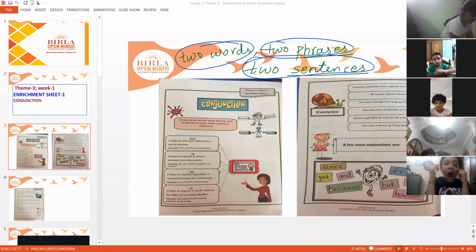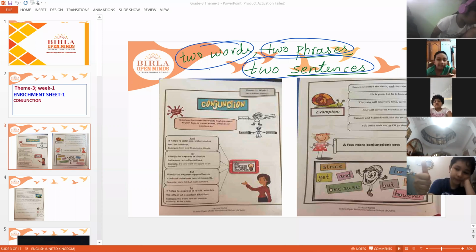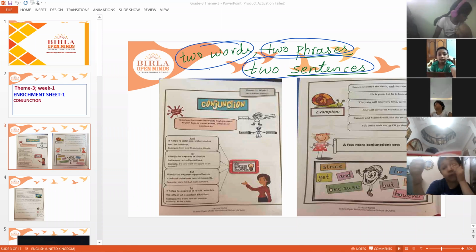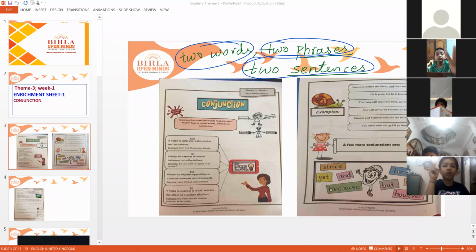Is it clear, children? Is it clear? Show me thumb. Why are conjunctions used? Come on, repeat everyone. Conjunctions are used to join two words, two phrases, or two sentences. Very good. Now let us see "and". You can see the first box in your course book.